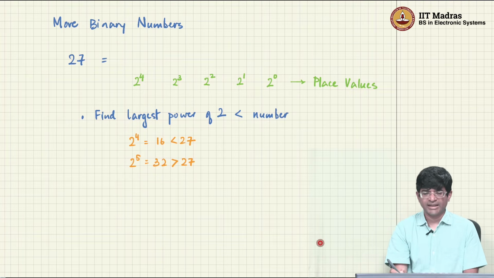Just like when my number is 27, do I need to have anything in the hundreds place? No, because 100 is already greater than the number I am trying to represent. In the same way, 2 power 5 is greater than the number I am trying to represent. So I know that the coefficient multiplying 2 power 5 is going to be 0 for sure.